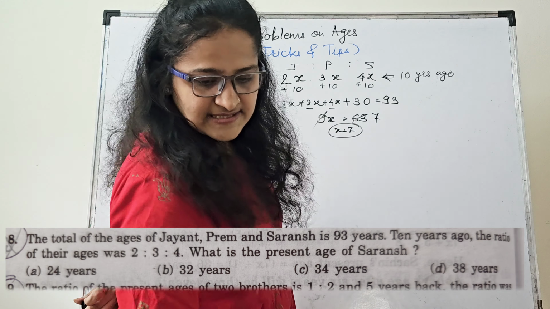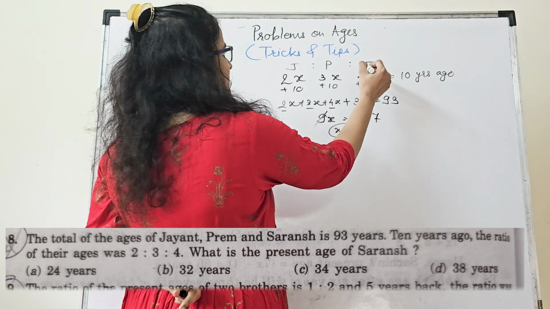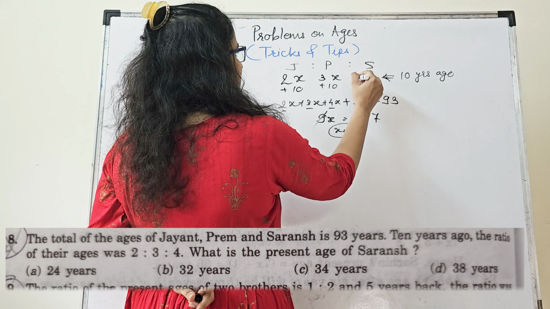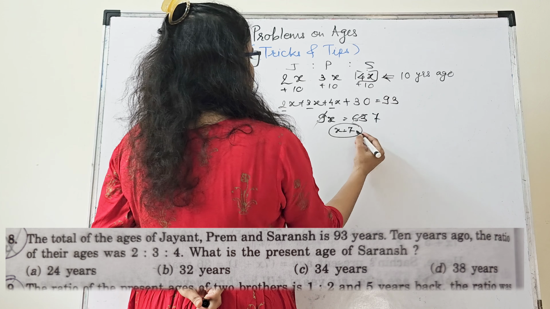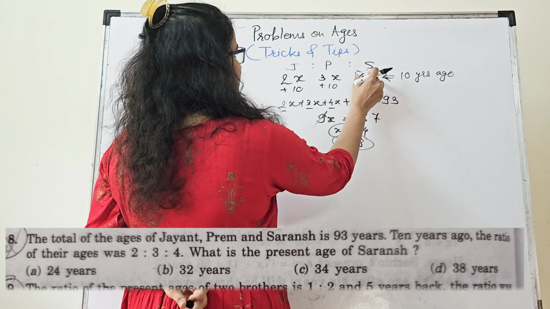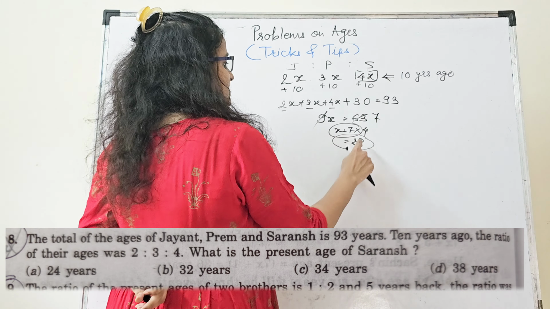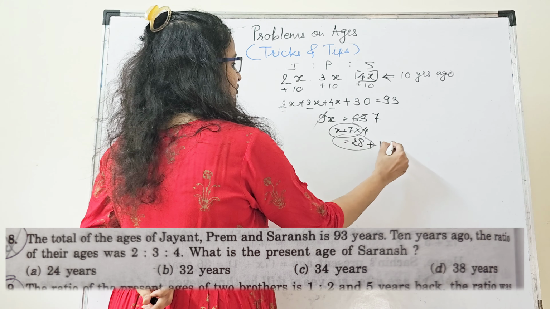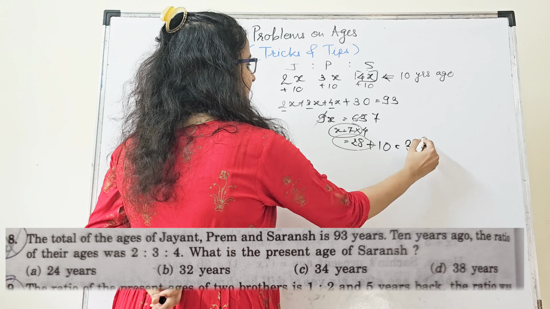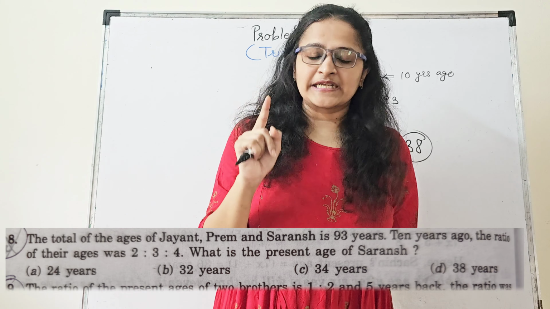Okay, now they are asking something related to Saransh, right? So we are not interested in these two but Saransh. So how much is it going to be? 4x. If you put this 7 here, 4 times 7, right? So you get it as 28. But that is 10 years before. So 10 years before, the age of Saransh was 28. But if you want to come to the present, add 10 and it gives you 38. So the present age of Saransh is 38.